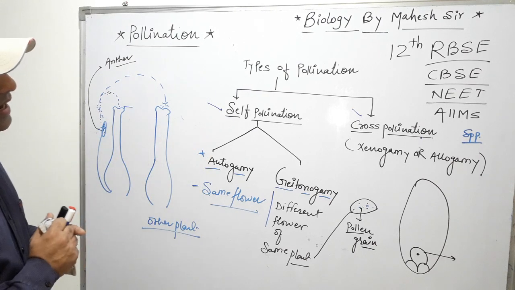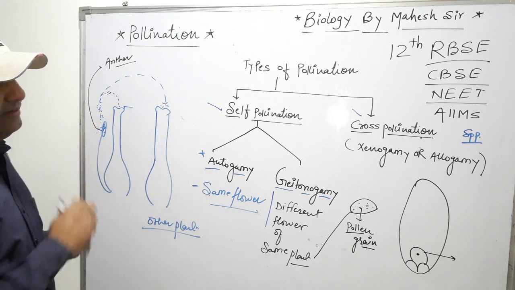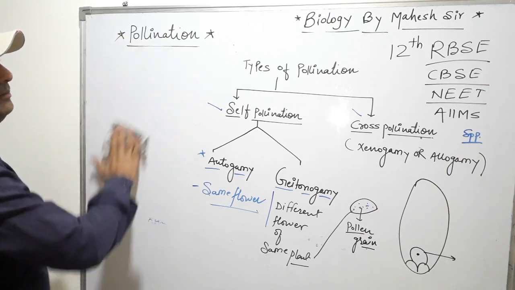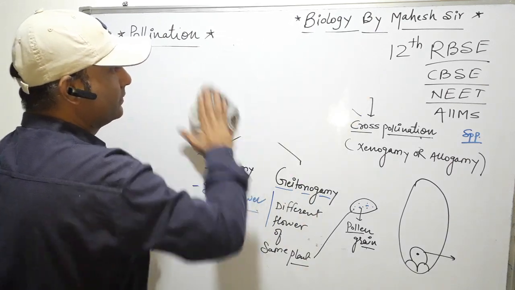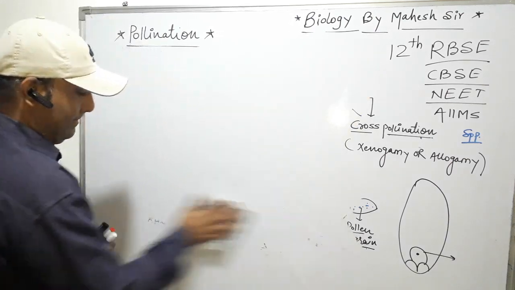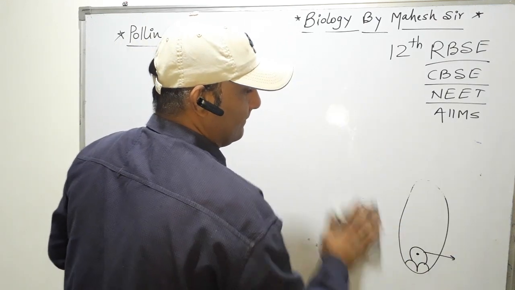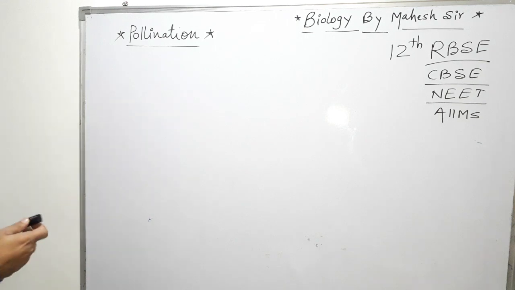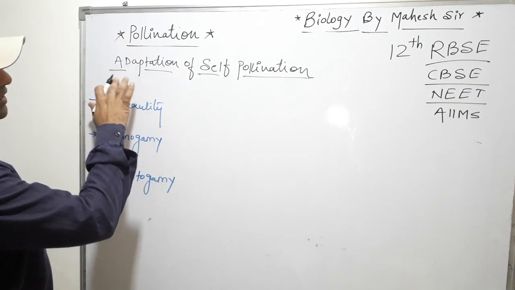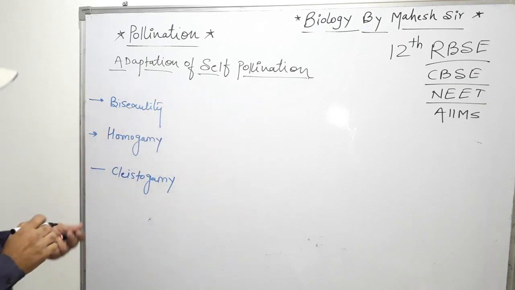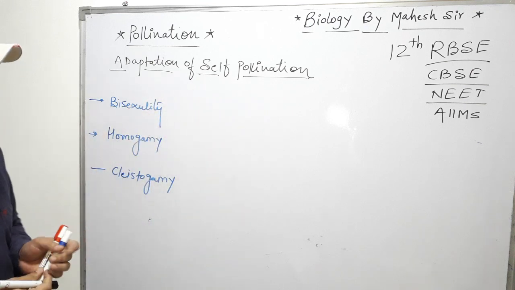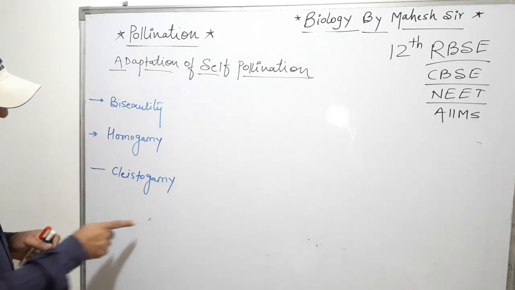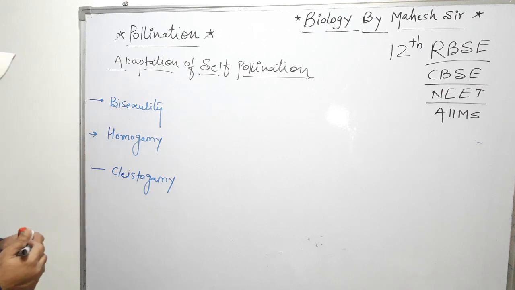So our next is adaptation for self-pollination. Clear? Adaptation for self-pollination. We can take the adaptation of self-pollination to mean how self-pollination can be done in plants. So there are three things which increase self-pollination in plants.